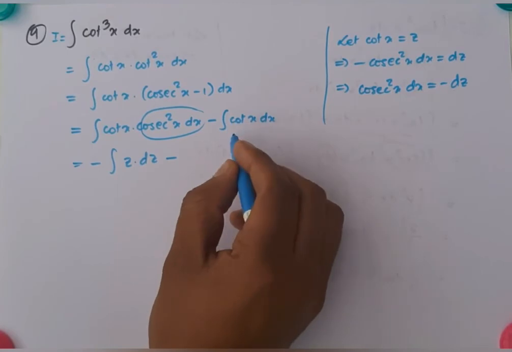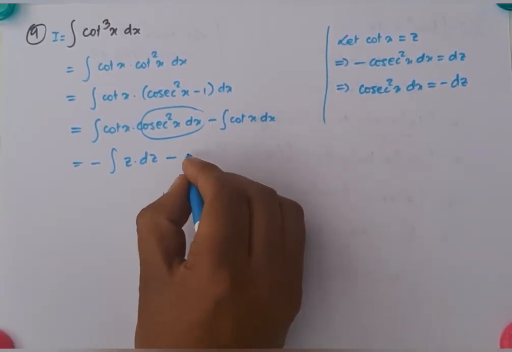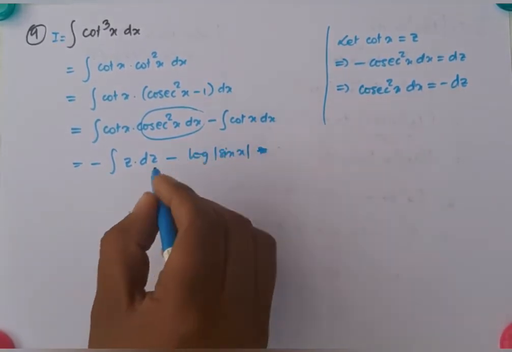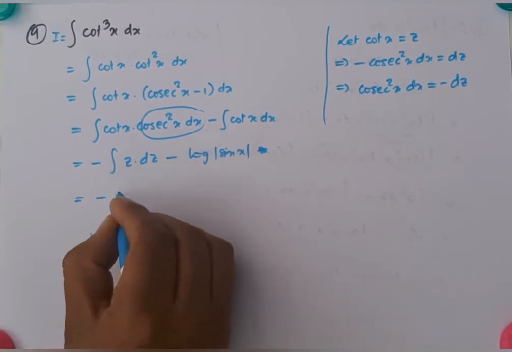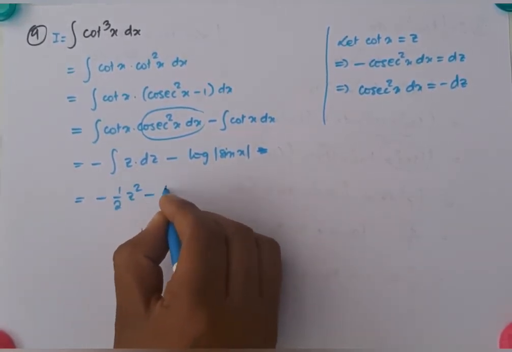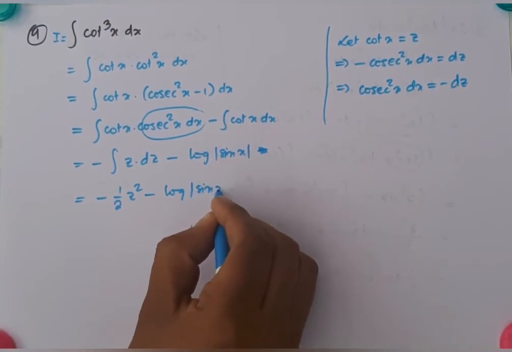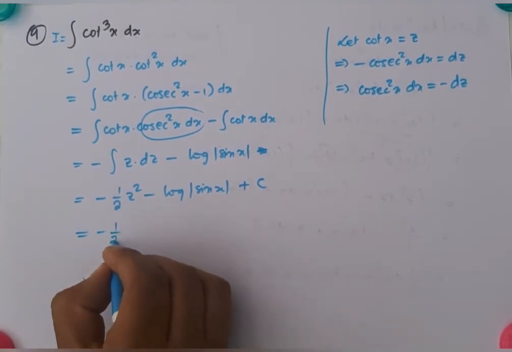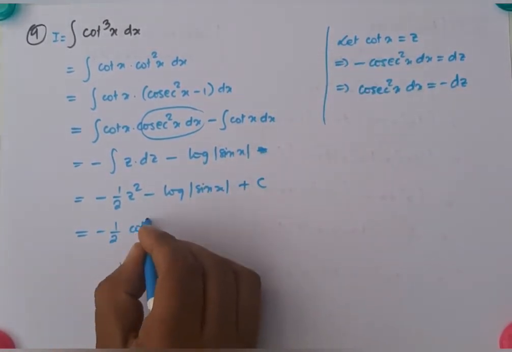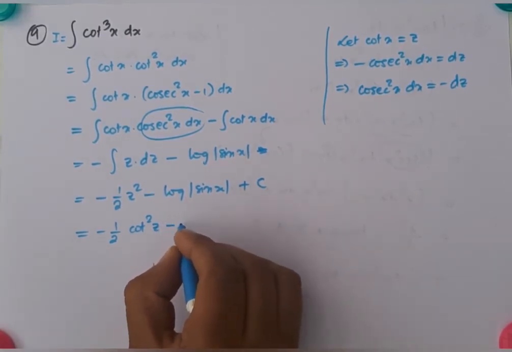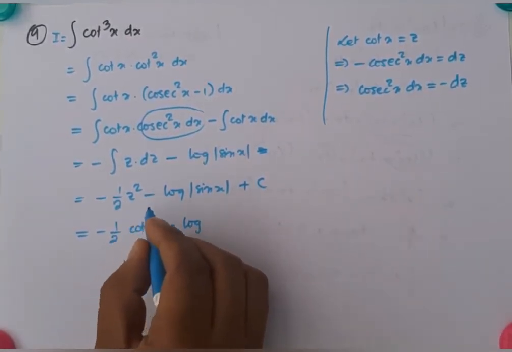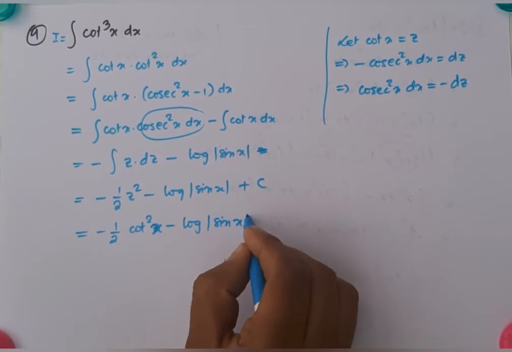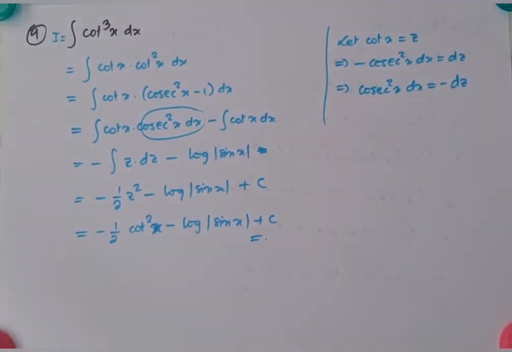Now all of you know that the integral of cot x is log sin x. So this is the formula. Let me not put the constant of integration now. So this is minus half z square minus log sin x. Now you can put a constant of integration because you are done with the integration here. So minus half, now what is z? z is cot x, so this becomes minus half cot square x minus log sin x, with a constant of integration. So this is your answer for this particular question.